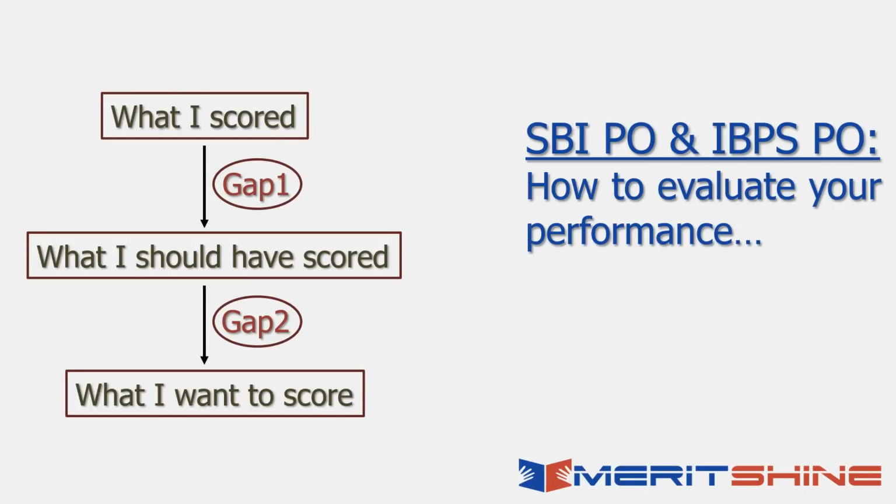I'll explain this. This gap 1, this part here, is primarily about test taking skills. Fine. What are test taking skills? Your ability to convert your subject knowledge into marks. This gap 1 is about your test taking skills, which is about your ability to convert your knowledge into marks at the time of the test. This is gap 1. And this gap 2 is about your subject knowledge.